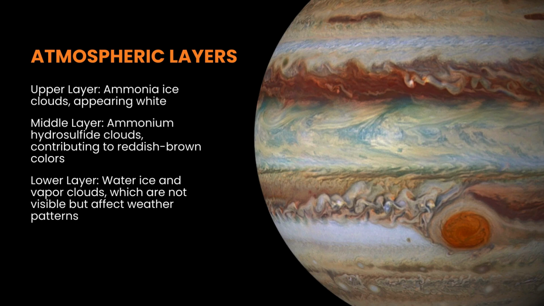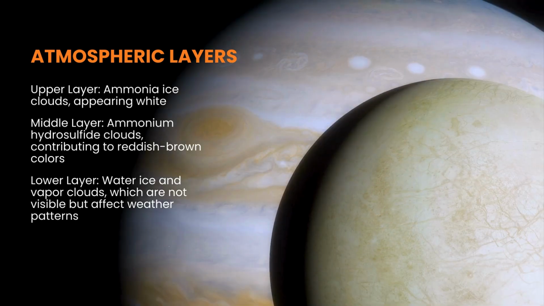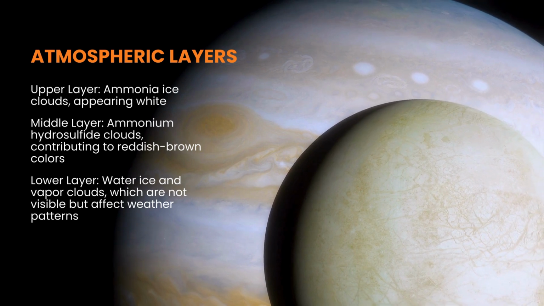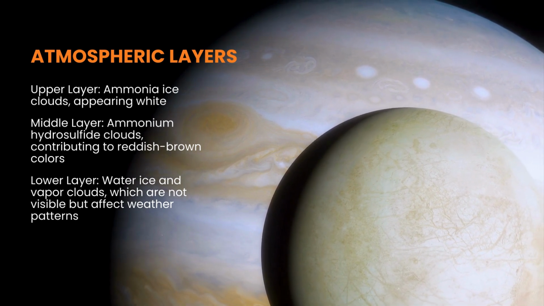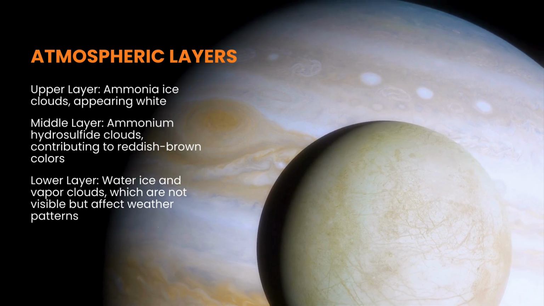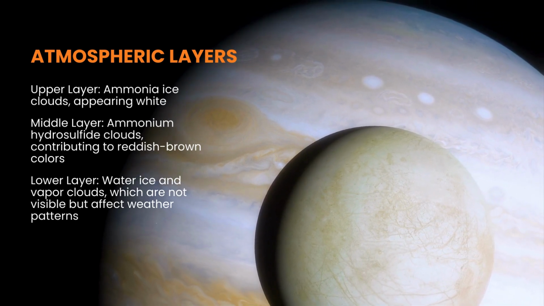Atmospheric layers. Upper layer, ammonia ice clouds, appearing white. Middle layer, ammonium hydrosulfide clouds, contributing to reddish-brown colors. Lower layer, water ice and vapor clouds, which are not visible but affect weather patterns.